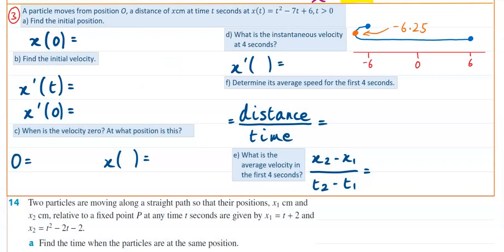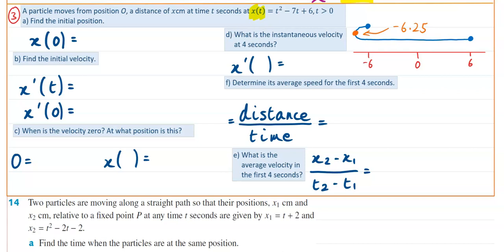So this is your more classic kinematics question. A particle moves from position O, the origin, a distance of x centimeters at time t seconds following this function. So we're already getting this slightly strange setup where we have x(t), where t is time in seconds, and x is our position. I've got a little graph on the right there that I'm going to keep coming back to. I'll try and explain that a bit more in detail as we go as well.